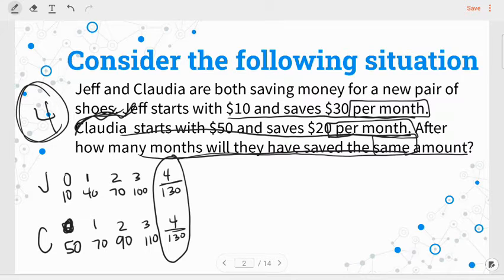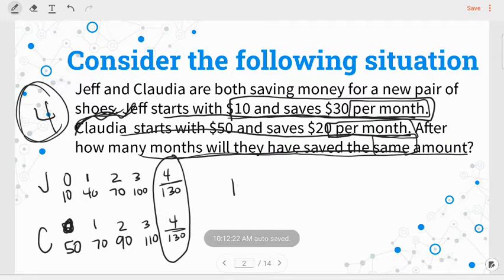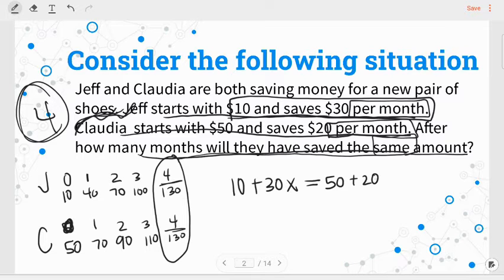Well, that didn't take too much time, but is there a faster way? And I think yes, there is. The faster way would be to write an equation. For Jeff, his expression is going to be based on $10 plus $30 per month. Remember, 10 plus 30x, for that per month, is going to have the same amount as Claudia, who starts with 50 and adds 20 per month, so 20x. And I just solve my variable on both sides equation.